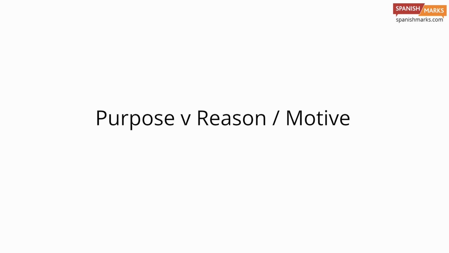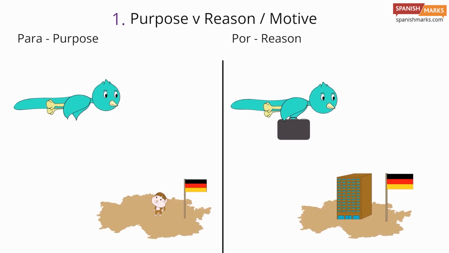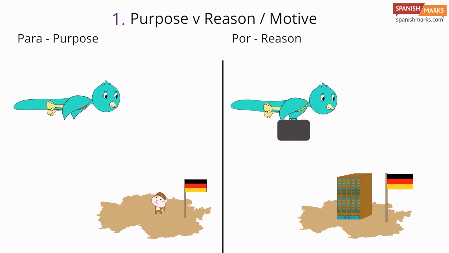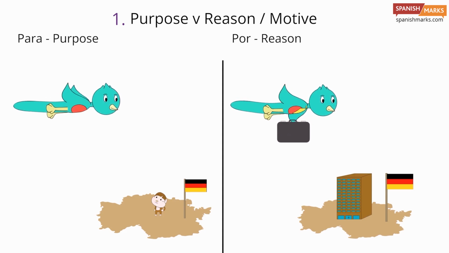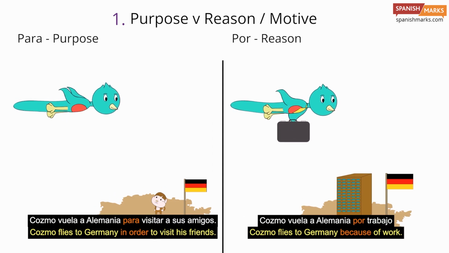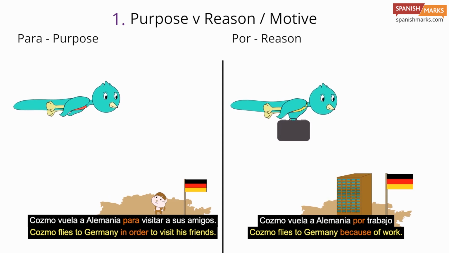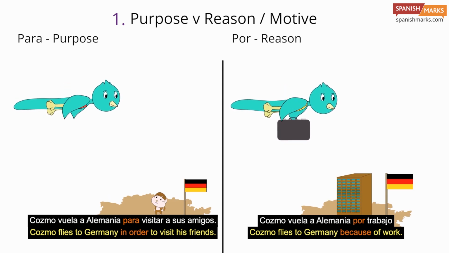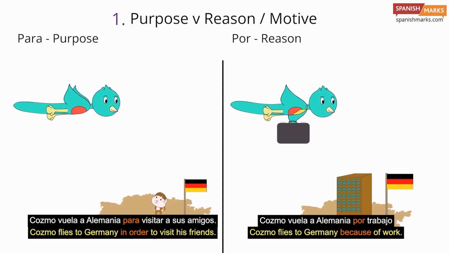Number 1. Purpose versus reason or motive. Para. Use para to describe the purpose of doing something, and in English it is usually translated as in order to. Cosmo vuela a Alemania para visitar a sus amigos. Cosmo flies to Germany in order to visit his friends.